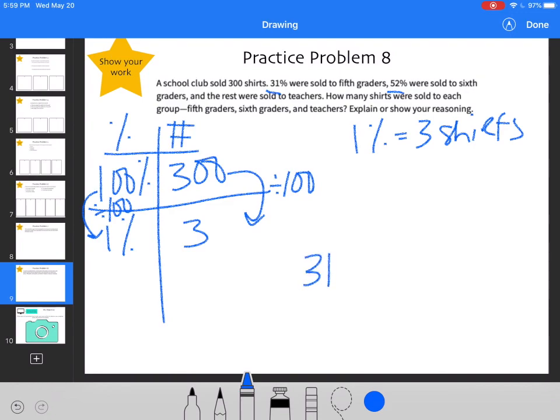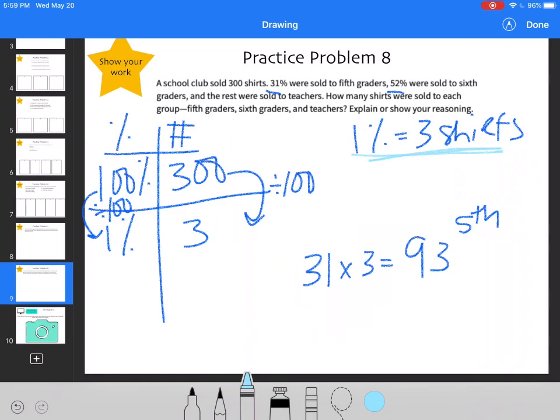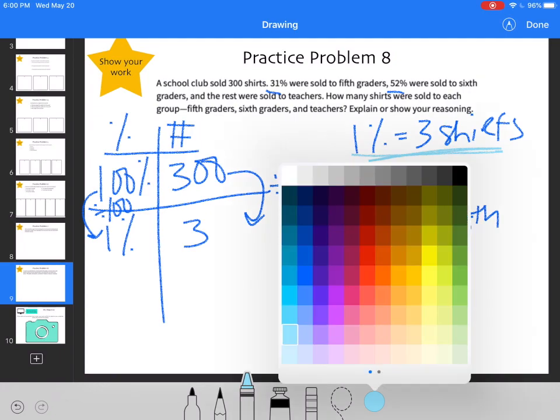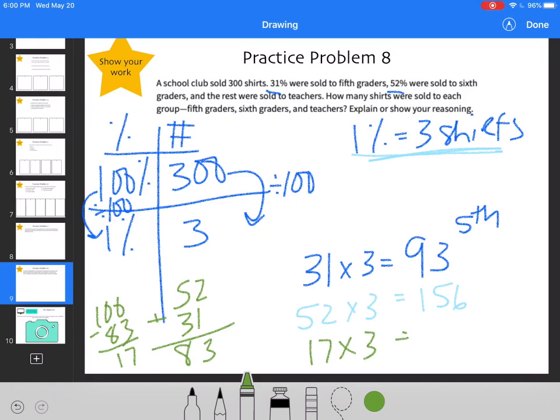So I know I can do 31 times 3, and I'll get the 5th graders. I get 93 for the 5th graders. So I'll switch colors. So I'm using that same thing up here. So that says 52 times 3 is going to give me 156. So then if I want to figure out how many were sold to the teachers, I'm going to add these up. I've got 52 plus 31. And I get 83. So that means 17% were sold to the teachers. Because 100 minus 83 is 17. So 17 times 3 is going to give me 51.